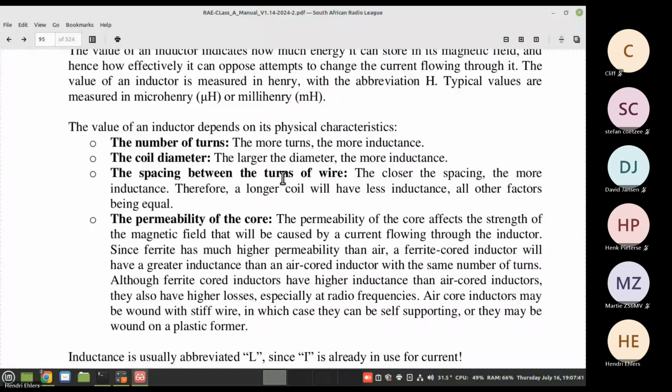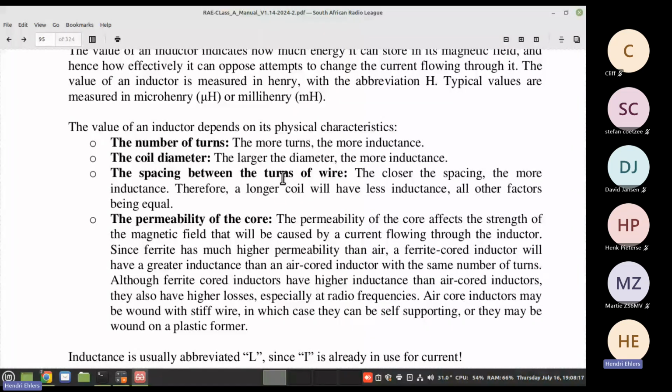Although the ferrite core inductors have higher inductance than air core inductors, they also have higher losses. So let's just go through that again. Although ferrite core inductors have higher inductance than air core inductors, they also have higher losses, especially at radio frequencies. So if you go into megahertz, then you don't want to have a ferrite core there because the losses are too big.